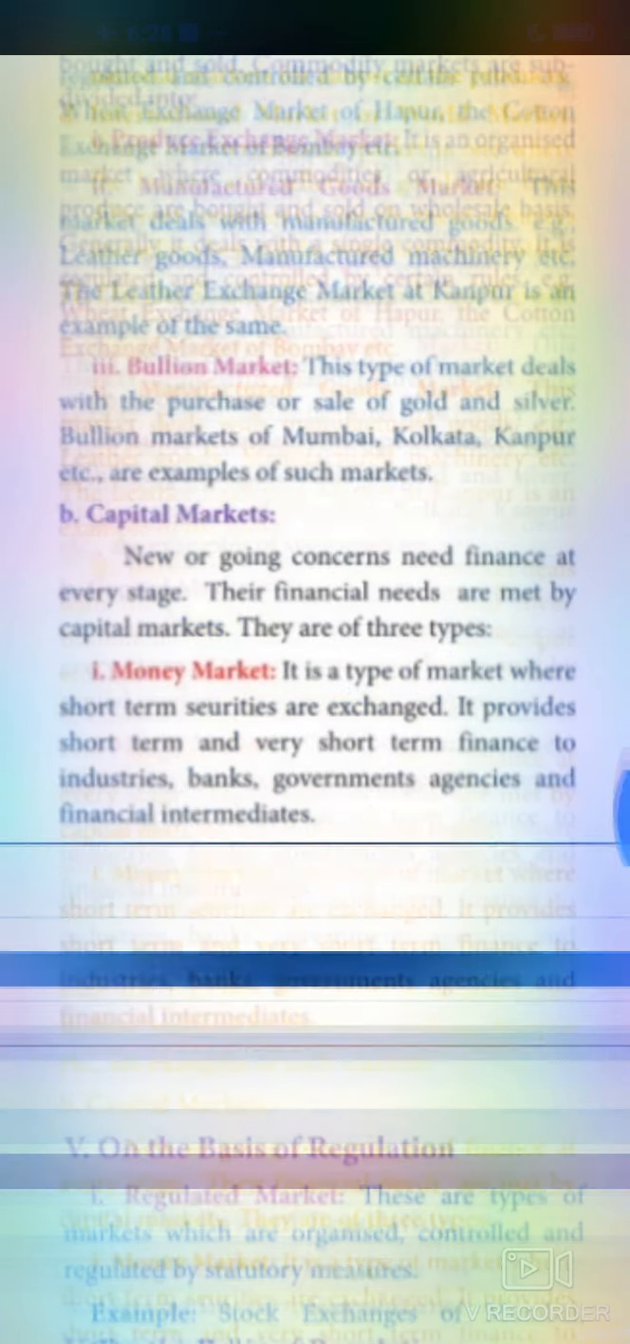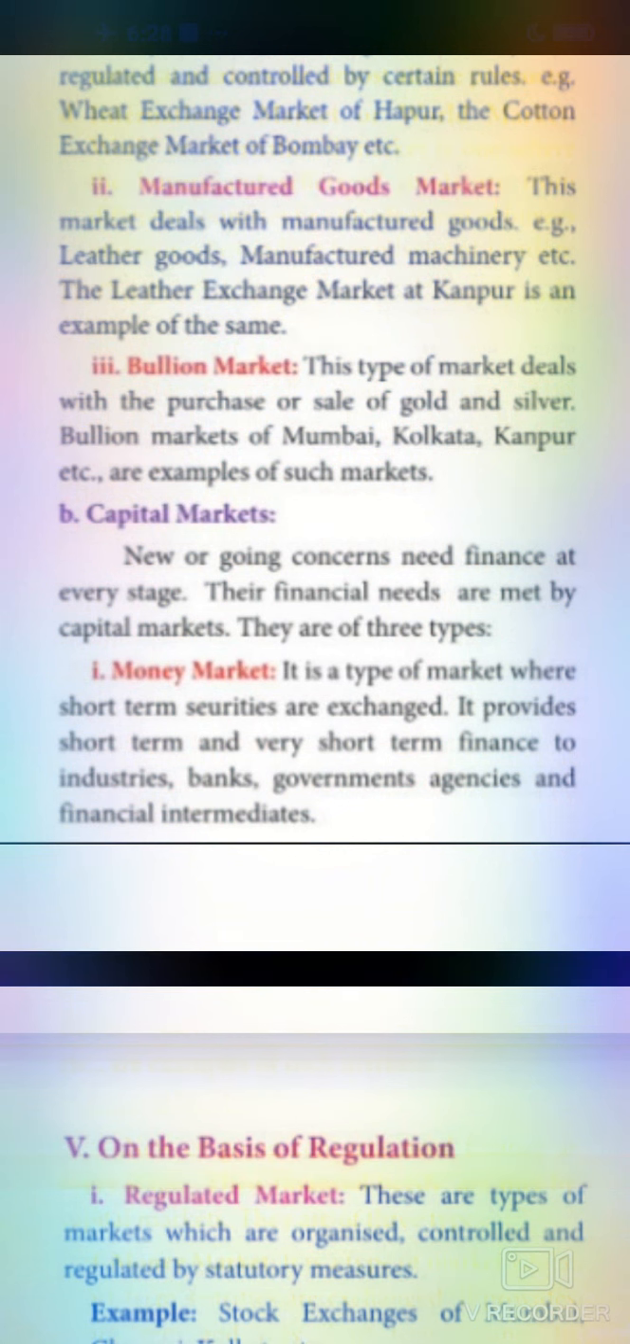Now, next one we can see the capital markets. Actually, even new or going concerns need finance at every stage. So in that case, their financial needs are met by these capital markets only. These are of three types. First one is money market. In this type of market, only short-term securities are exchanged.